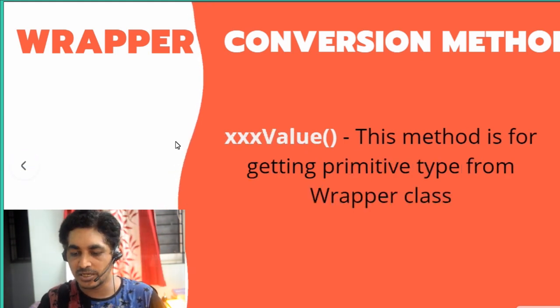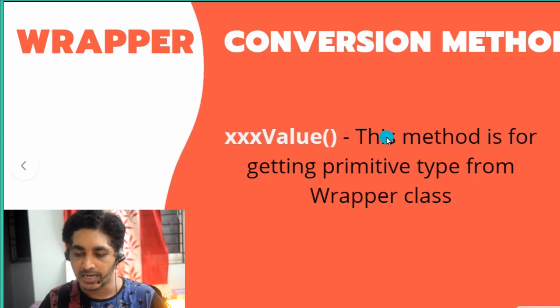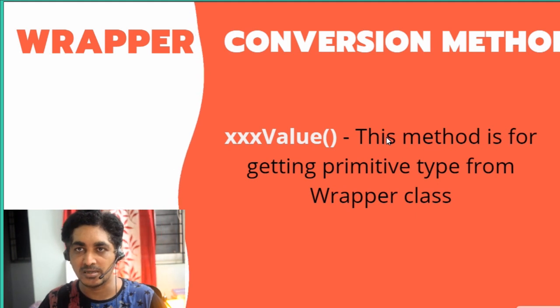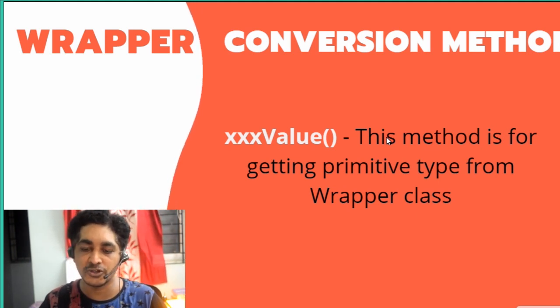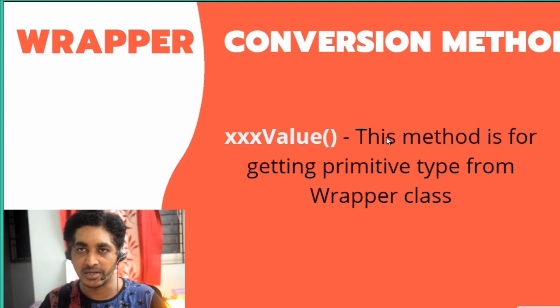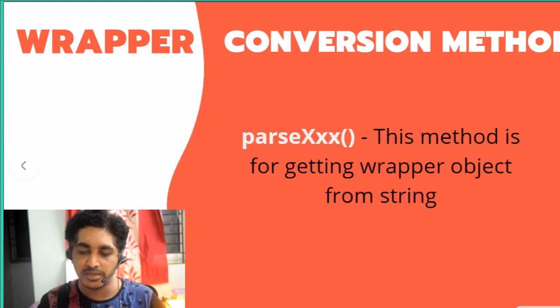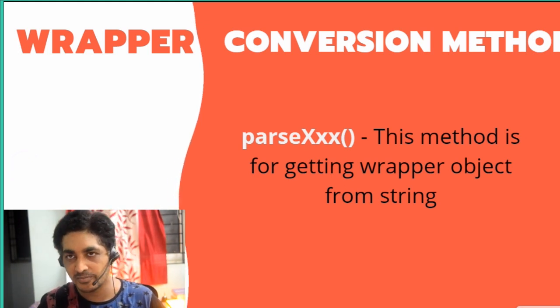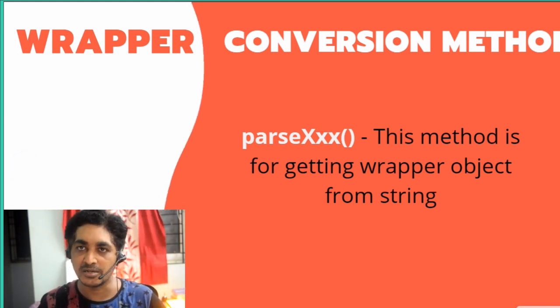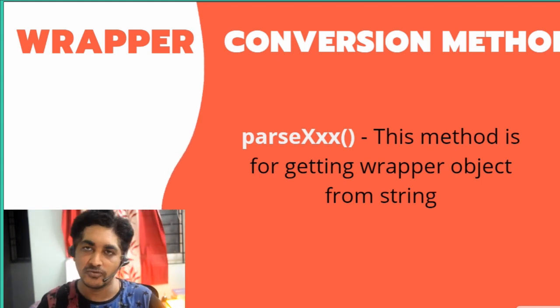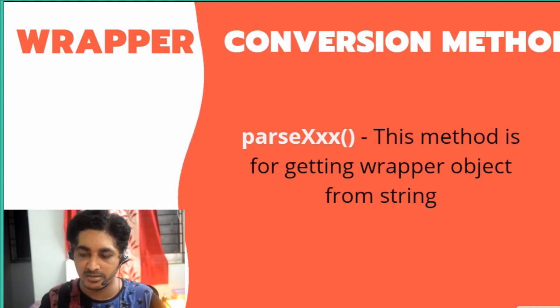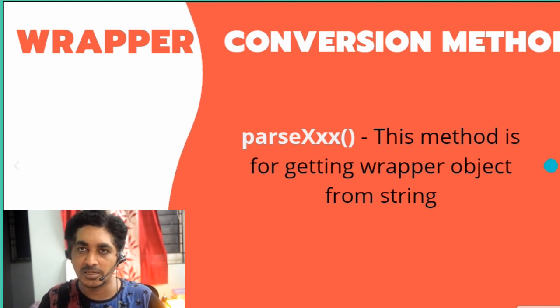xxxValue. This method is for getting the primitive type form from a wrapper class. So you have a wrapper object like Integer, you want to convert that into the normal int primitive format, then you can use this method. Okay, so toString we already saw. parseXxx, this method is for getting a wrapper object from a string. If you have a string, you can convert that into a wrapper object using this method. Okay, these are all the conversion methods available.